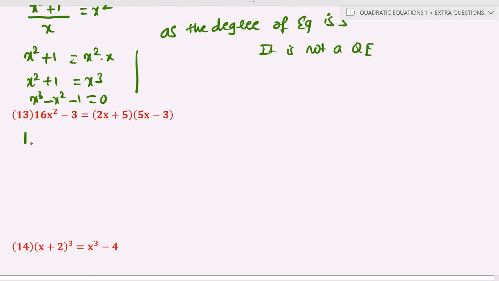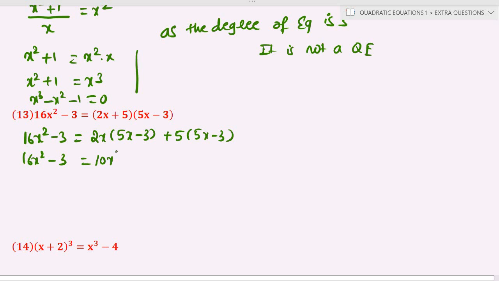16x square minus 3 is equal to, you simplify this, so 2x into the bracket 5x minus 3 plus 5 into the bracket 5x minus 3. 16x square minus 3 is equal to 2 into 5 is 10, x into x is x square, minus 2 into 3 is 6x, plus 5 into 5 is 25x, minus 5 into 3 is 15, and we simplify this, so 10x square, 25x minus 6x, that is 19x minus 15.